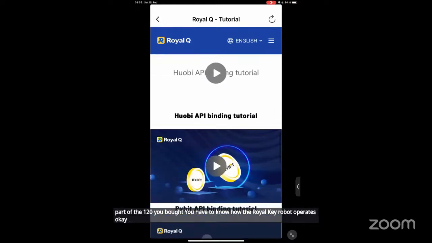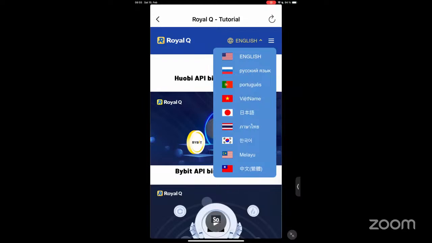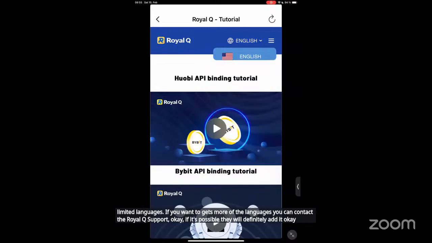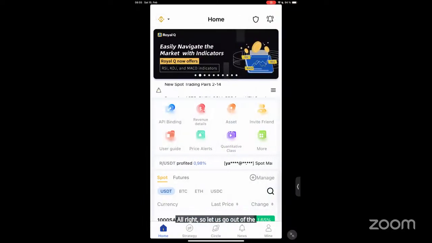And we have the binding tutorials as well, so you can get them. Unfortunately, these videos are only available in these limited languages. If you want to get more of the languages, you can contact the Royalq support. Okay, if it's possible, they will definitely add it. Okay, all right. So let us go out of the quantitative class and tap on more.